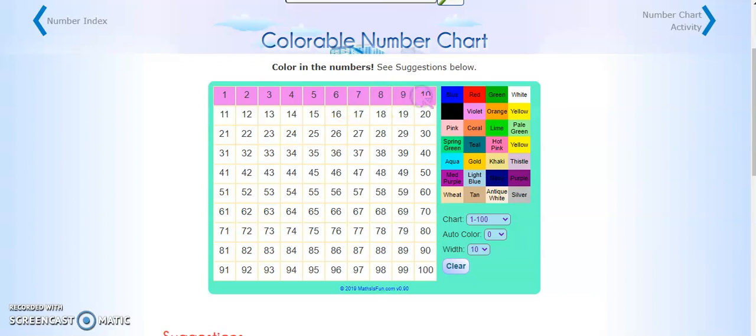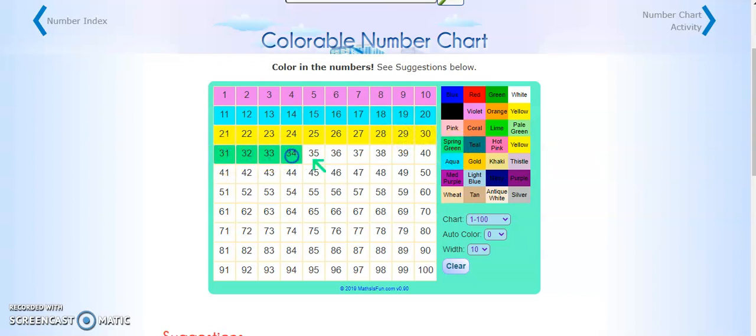Right? But then we know that the chart also keeps going because we know that right after 10 comes 11. So I'm going to go ahead and do it in a different color here. So then after that comes, after 20 comes 21. And so we have all of the numbers up to 30. After 30 comes 31, goes all the way up to 40.